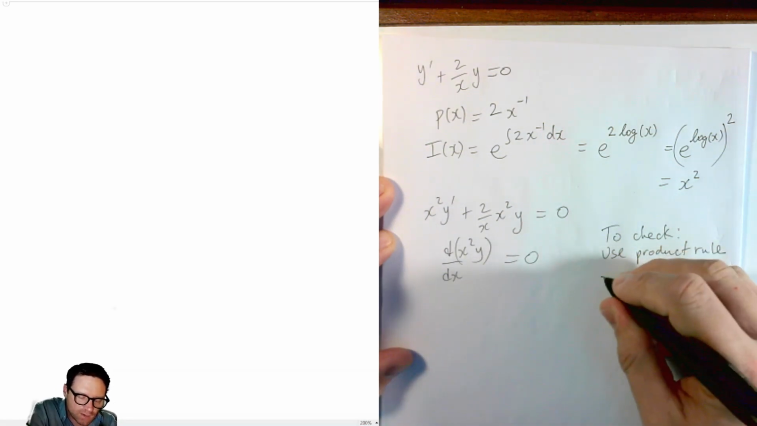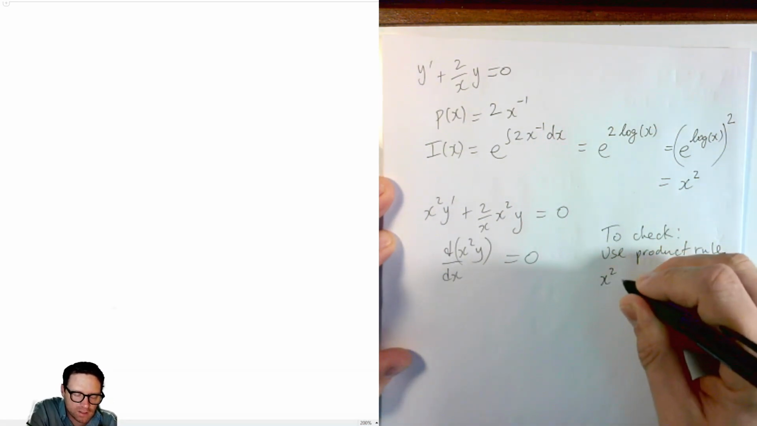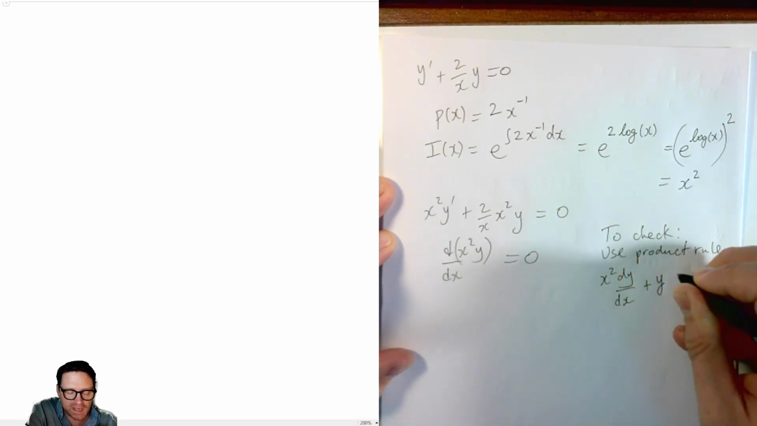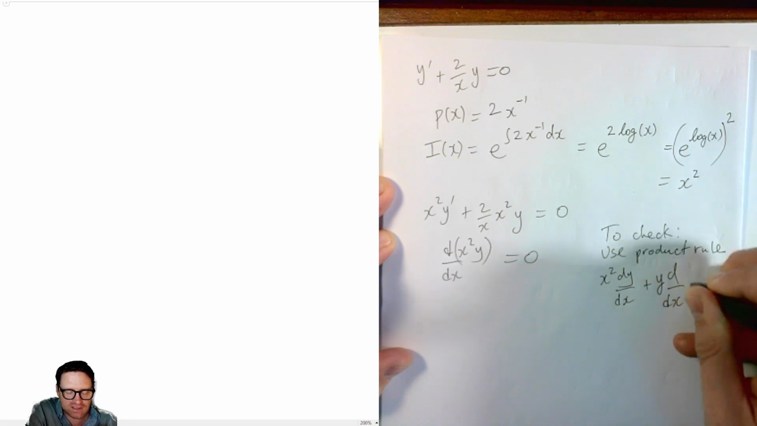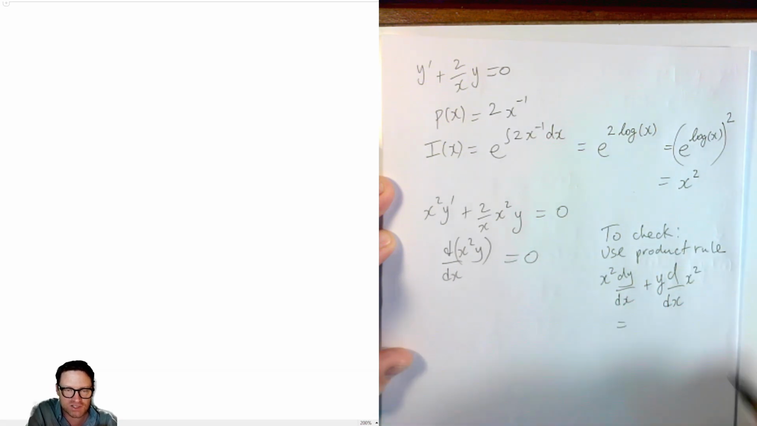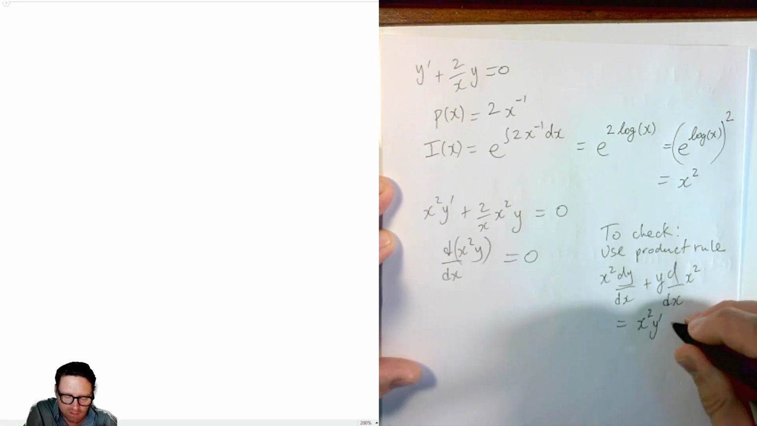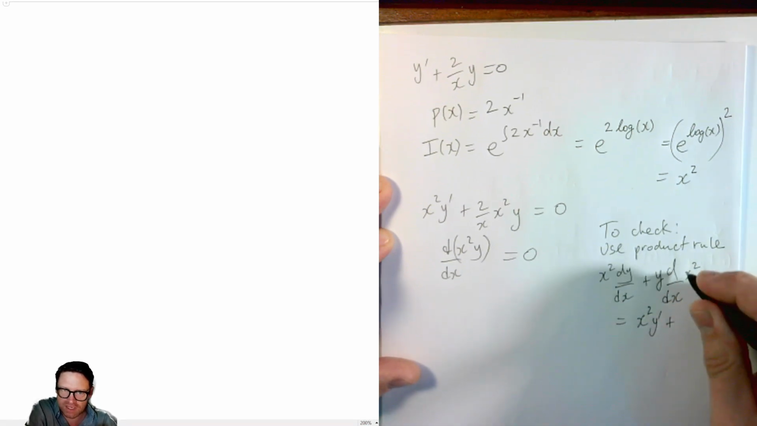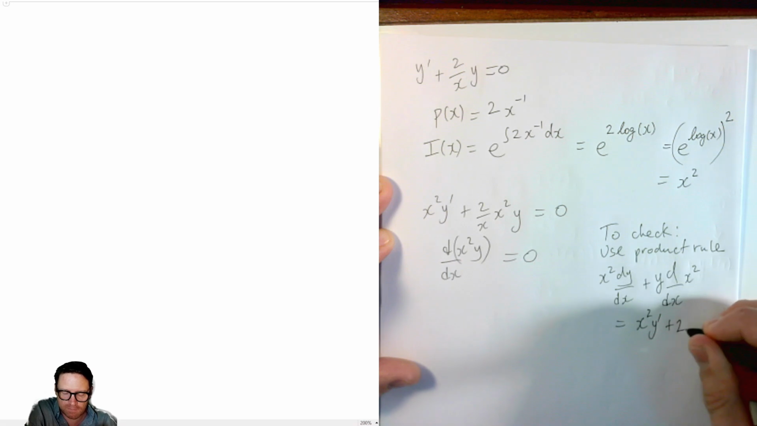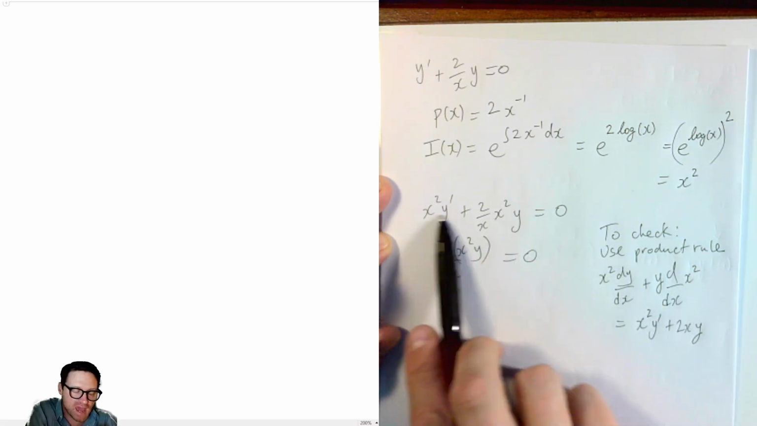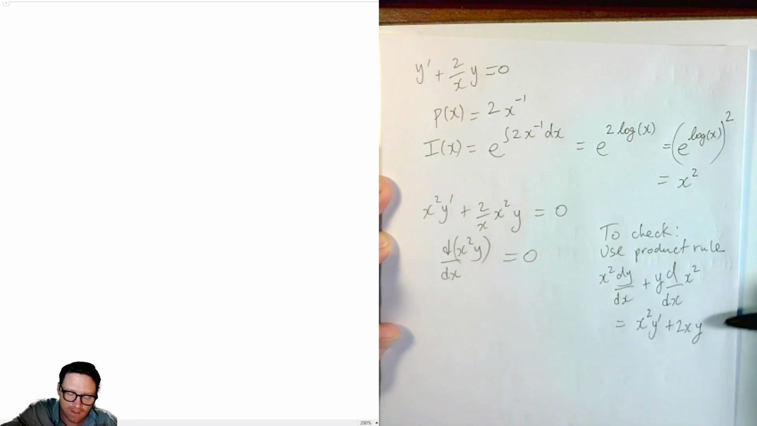And so let's do that. We have x squared dy/dx plus y d/dx of x squared, which is x squared y' plus 2x times y. Okay, so you can see it matches what we have here. So going in reverse, we get this.